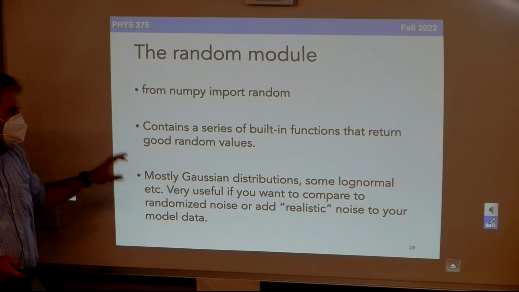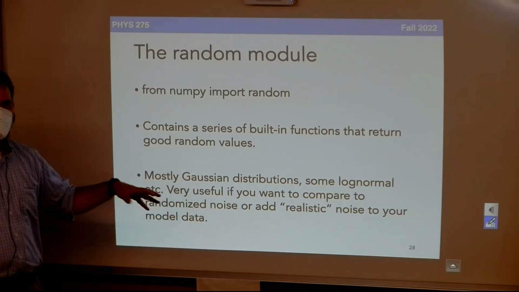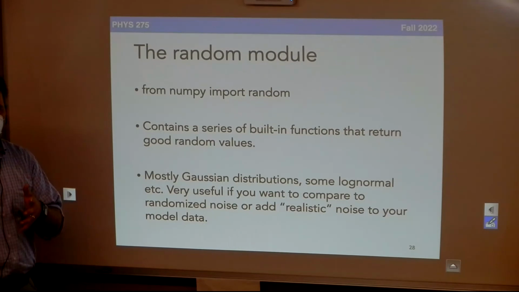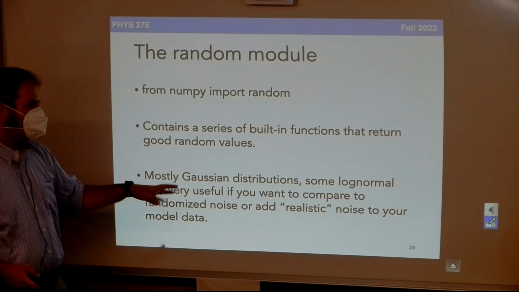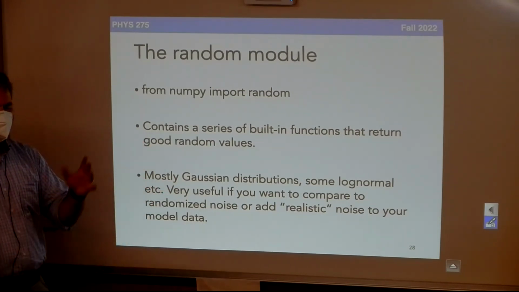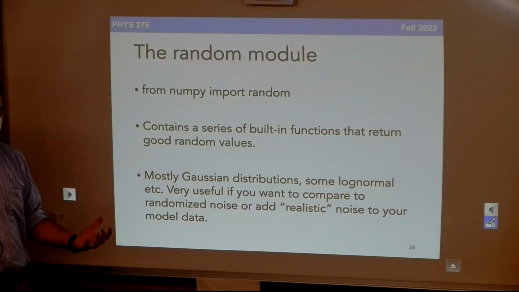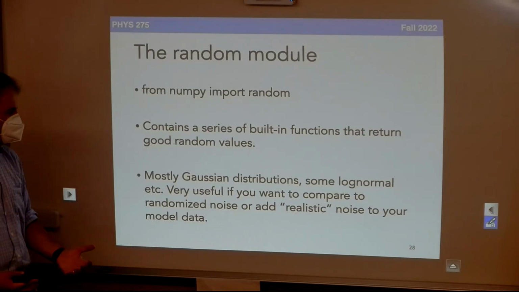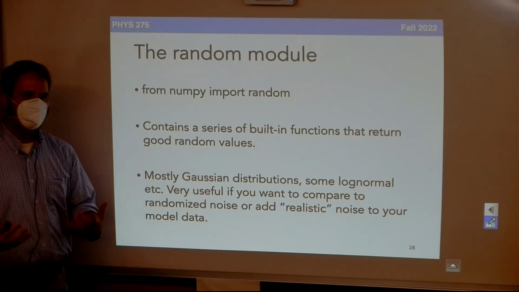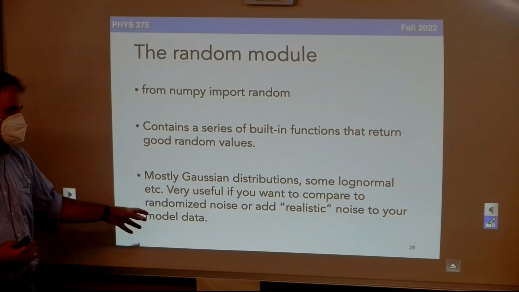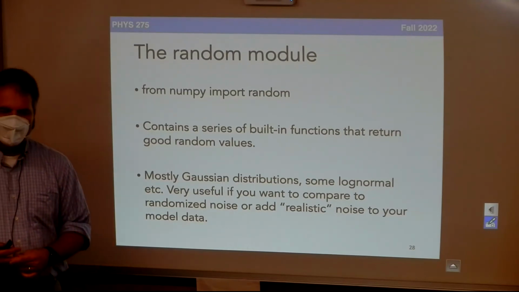You can say, I have a Gaussian distribution. Give me 100 random values from that Gaussian distribution. I have this log normal, and I want 10,000 values out of this. So this is a good way to add Gaussian noise to pretend your data has an uncertainty, and you can put realistic noise into images, so into your data.